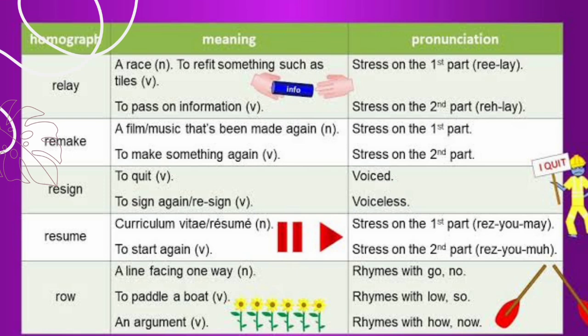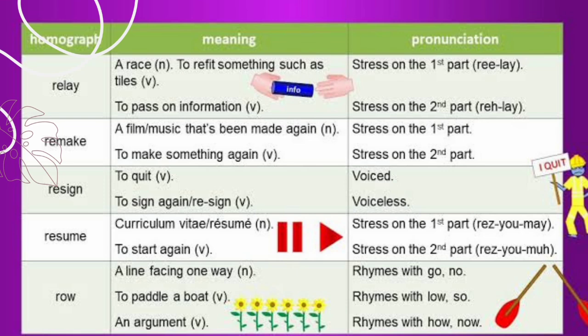Example, the word relay. When the stress is on the first syllable, it refers to a race, which is a noun. When the stress is on the second syllable, it becomes a verb, which means to pass information. He relays the information to the group.